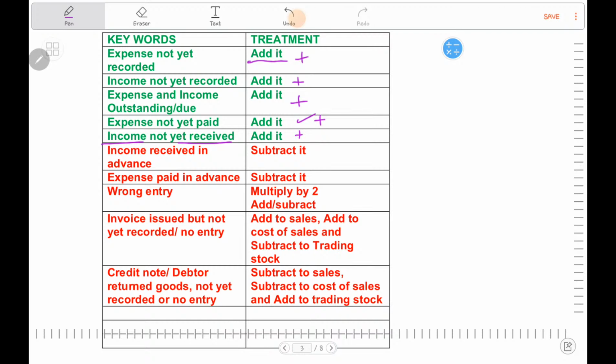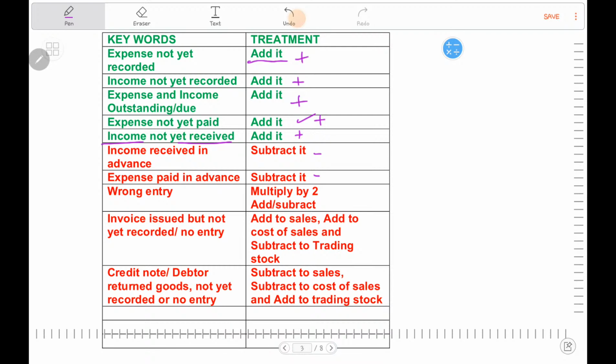Then what about the incomes that are received in advance? Remember, the incomes that are received in advance, it is that income that is for the next financial year. So this one, the answer is simple. You simply subtract it. It does not form part of the incomes for that particular year. Now the same applies with the expenses that are paid in advance. You would come across the insurance adjustment indicating that insurance has been paid in advance. Now if you come across such, then know that you have to subtract it.